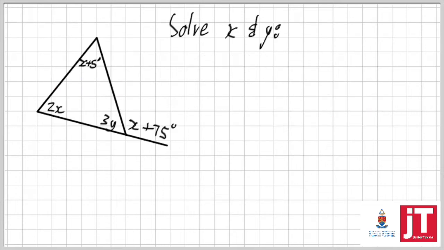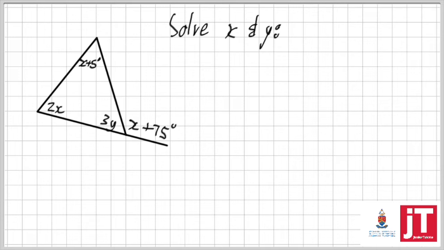You go and try this one. Solve for x and y, but now there isn't a single one that is just a value. All of them have got x's and y's in them. Good luck. Hit the pause button. Try it yourself.